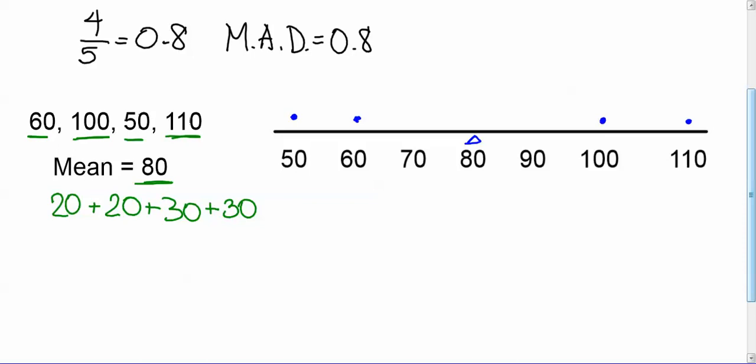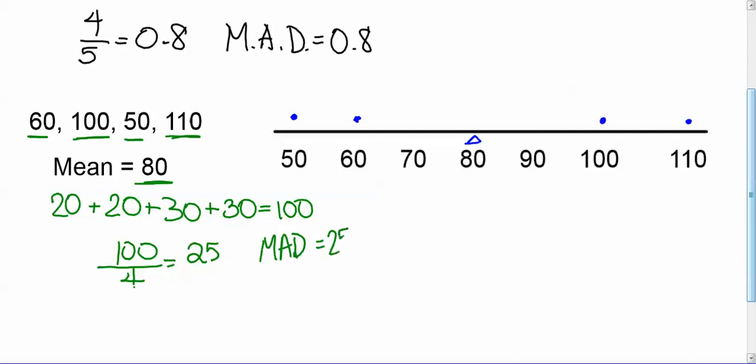So we take all of these deviations, the 20, the 20, the 30, and the 30, and we add them together. When you add 20 plus 20, you get 40, plus 30 is 70, plus another 30 is 100. So we have 100, but that was amongst 4 different scores. So our mean absolute deviation, 100 divided by 4, equals 25. So our MAD, in this case, is 25.